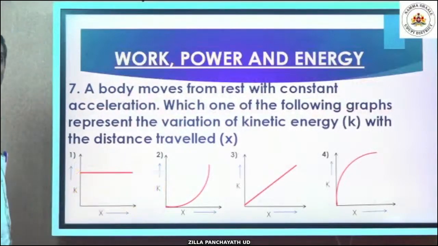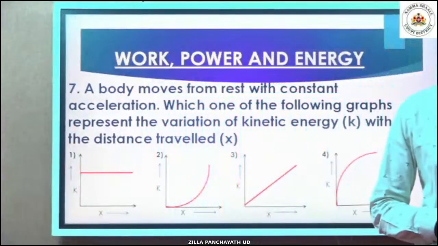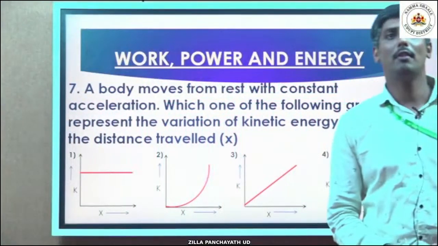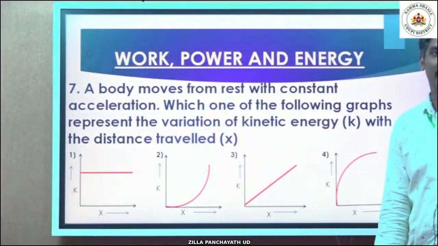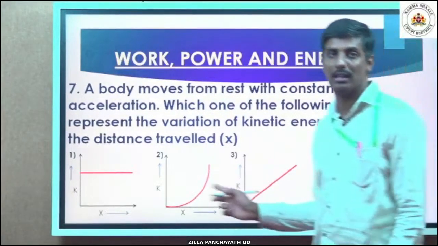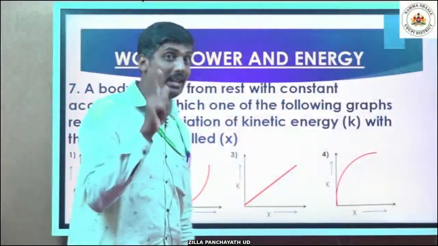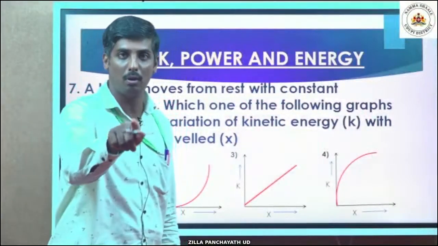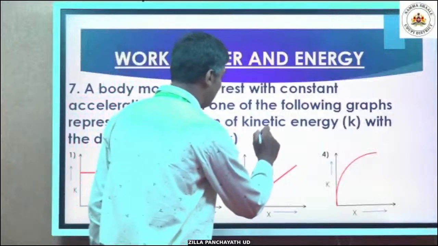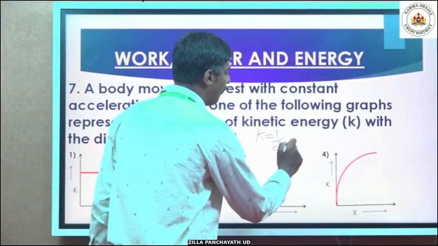A body moves from rest with constant acceleration. Which one of the following graphs represents the variation of kinetic energy K with the distance? Look children, they have given us graphs, and they are asking kinetic energy with distance. So again, the kinetic energy formula I gave, I hope you have noted already. Kinetic energy is equal to half mv square.